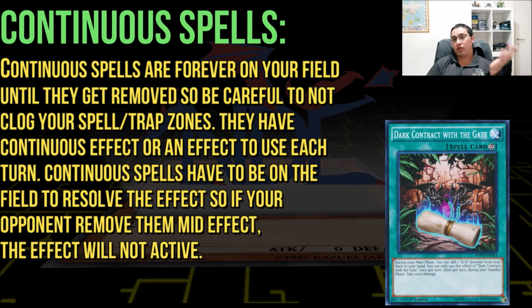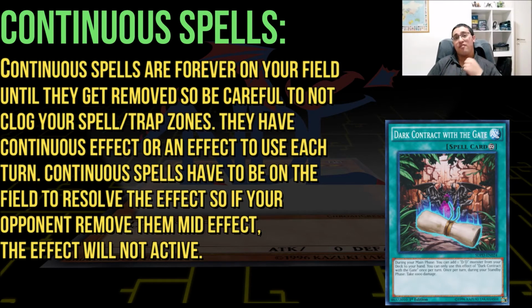With this card specifically, which is Dark Contract with the Gate, it stays on the field, and once per turn, as mentioned in the text, you can search a DD monster from your deck to your hand. Now, of course, there's also the maintenance cost, but most of the time that doesn't really matter. The point is, as long as the card stays on the field and has a particular effect, you can activate it every turn. Of course, it depends on the card, because if the card states that when it is activated it's a one-time use effect, that's different, but when it says once per turn, every turn you can use this effect as long as the card is on the field.